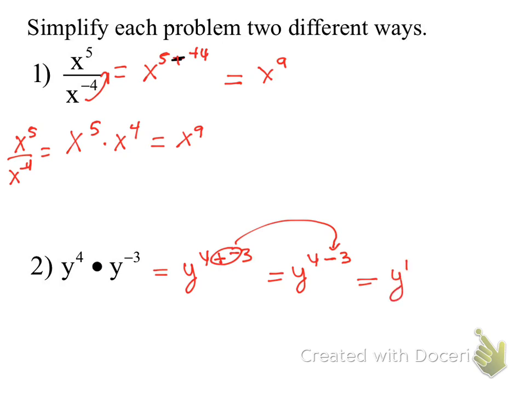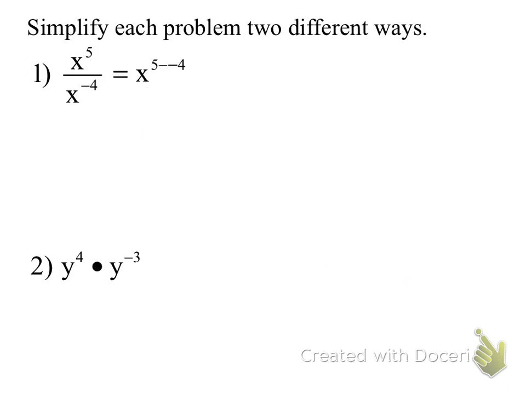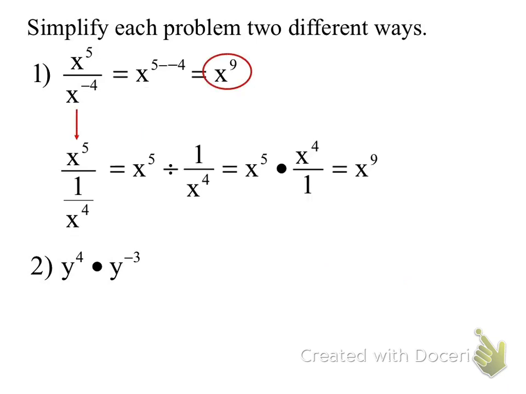The other thing I could do is I could right away rewrite it as y to the 4th times y to the negative 3 equals y to the 4th, drop it down, y to the 3rd. And then I'm doing y to the 4th minus 3rd equals y. So do you understand? You have two ways to do this. Questions? As they get more complicated, I just rewrite.